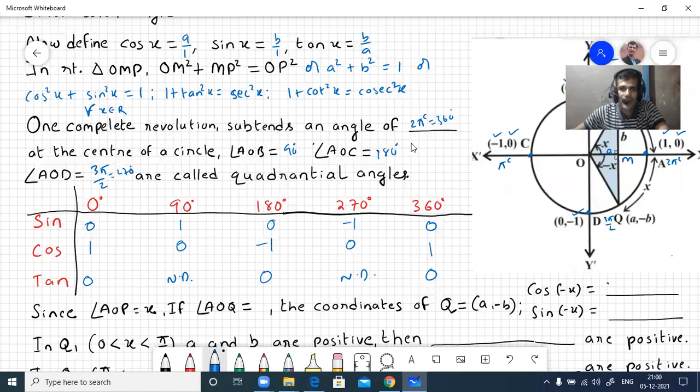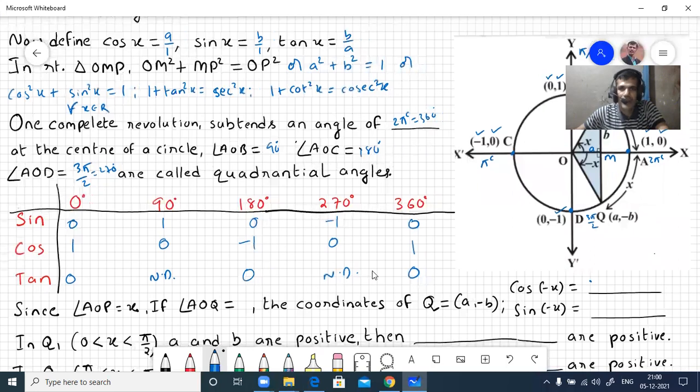Now see, some more important things we can learn here. If AOP is x, then its reflection AOQ will be minus x. Here we are measuring the angle in the anti-clockwise direction. The coordinates of B, it's a reflection, no? The x coordinate will be A itself, but the y coordinate will become minus y, so B becomes minus B.